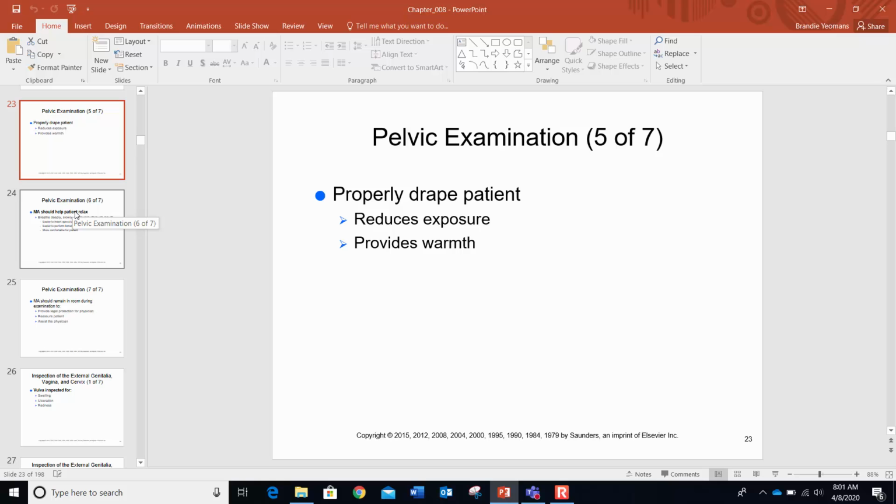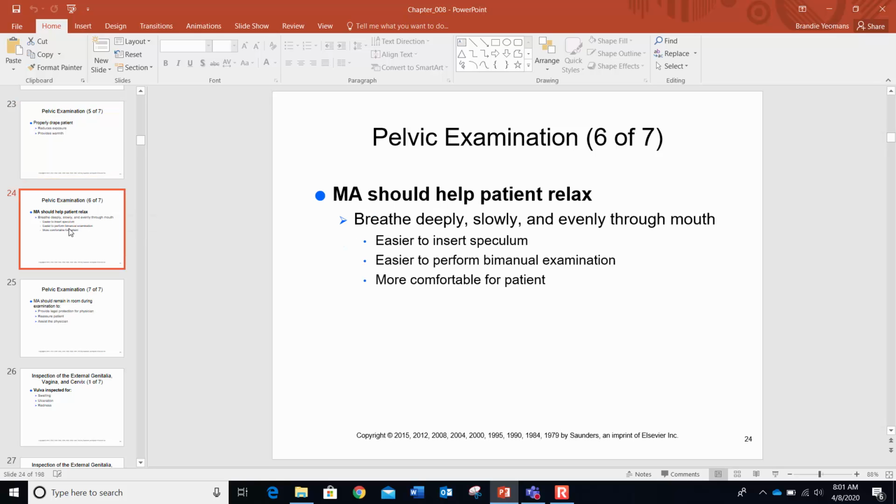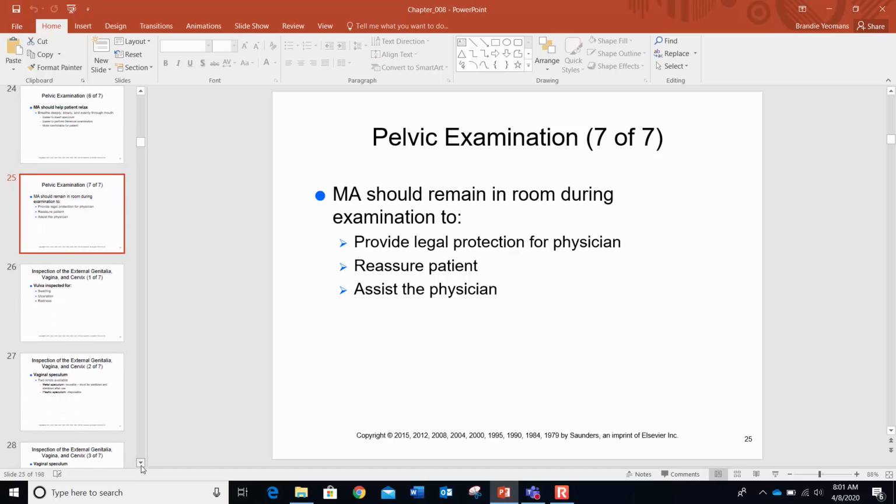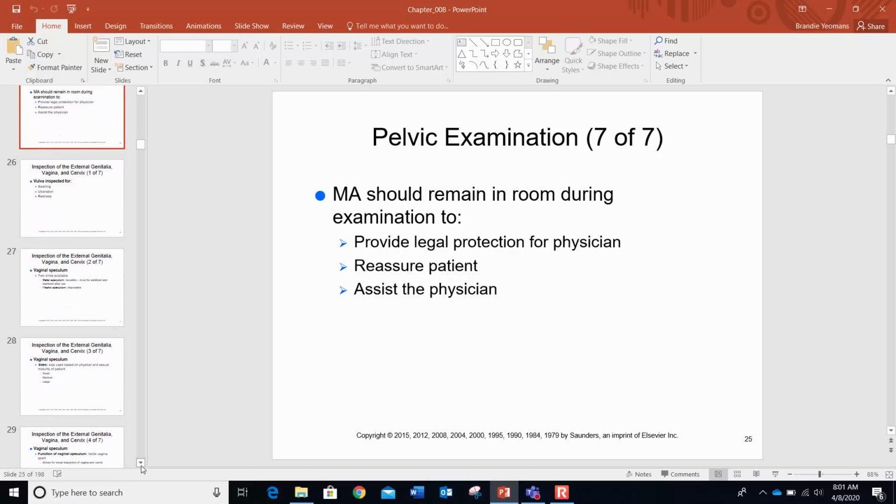This is going to reduce the exposure and of course keep them warm. So we're encouraging our patient to breathe slowly, deeply, relax as much as possible, and try not to get too afraid or tighten all the muscles up down in the pelvis, because that does not help for the physician nor the patient's comfort level.